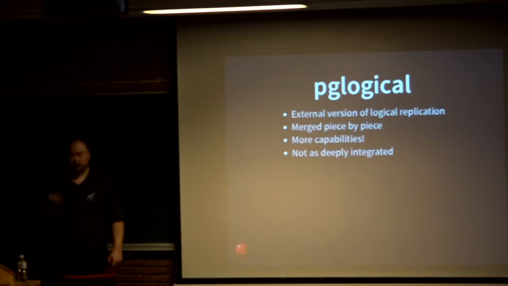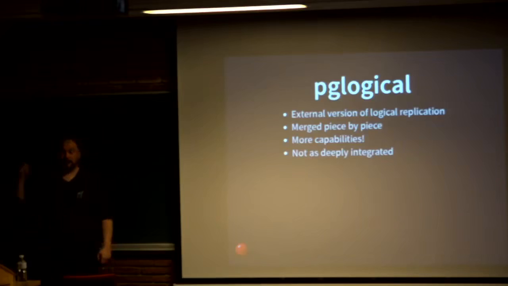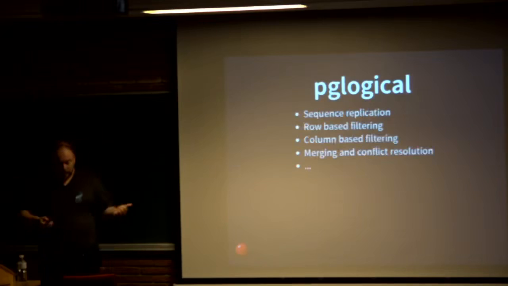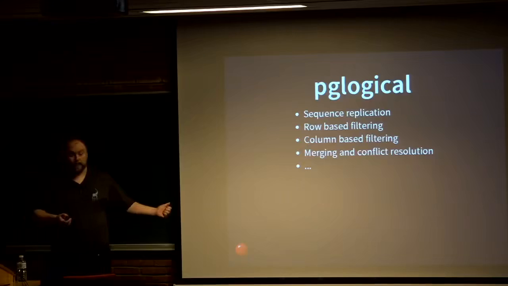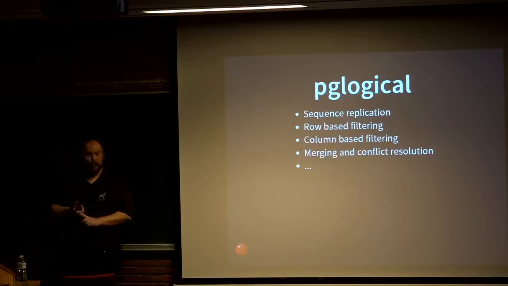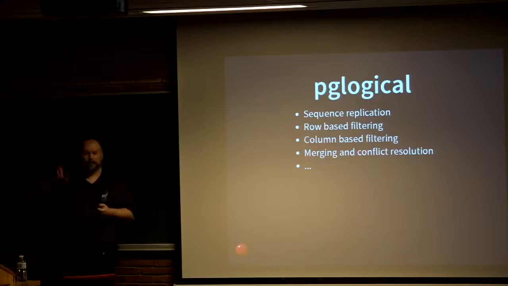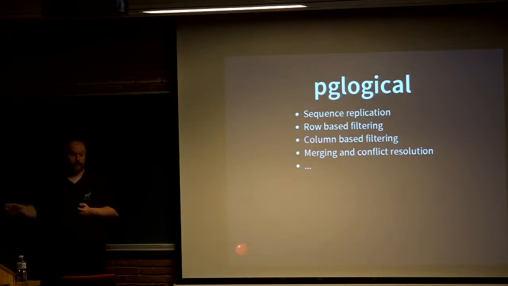You don't have these nice commands. Instead you call functions for everything, and there are a few things where the docs are like, you have to do this in the right order, otherwise, dragons show up. But it does support sequence replication, for example. It does support row-based filtering. So you can say, I don't want to replicate the whole table, I only want to replicate rows that match this. You can do column-based filtering, saying, I only want to replicate these columns and not the other ones.